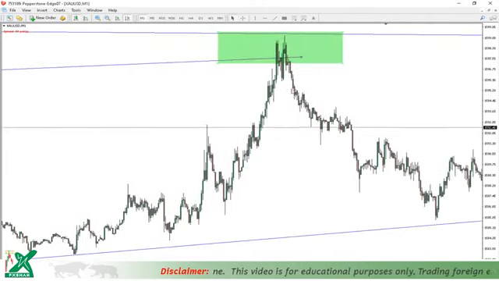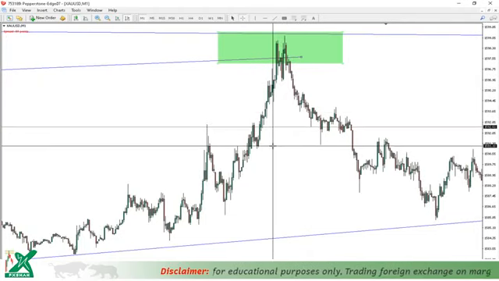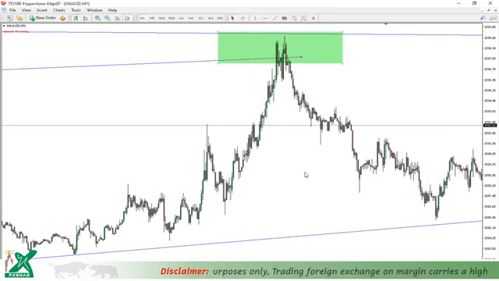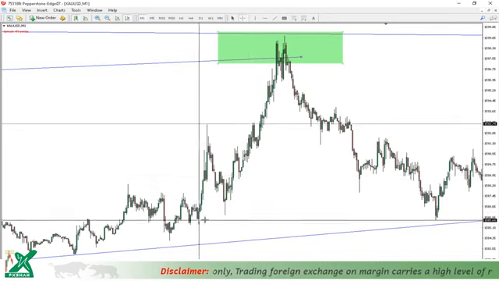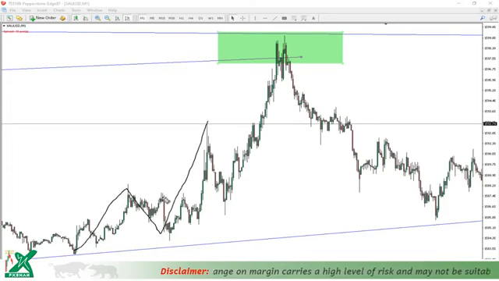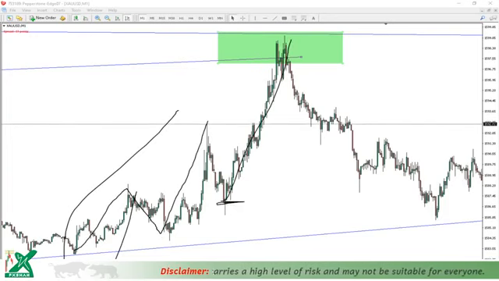my order got triggered. My entry was here, and my 1:1 was here, 1:3, and it was 1:5 here, and I achieved it, I think, here. So my target was a second leg, which is this one. This was one leg and this was another. So my first target was this area.